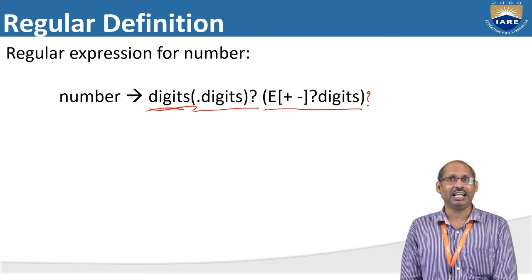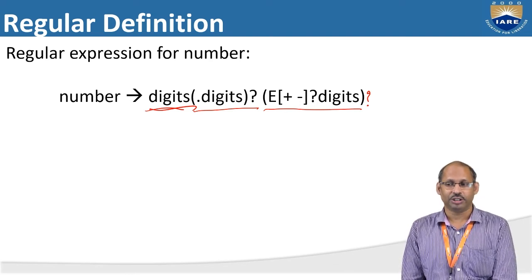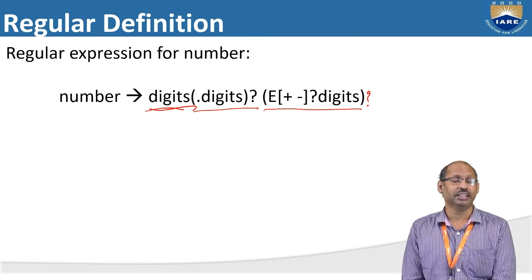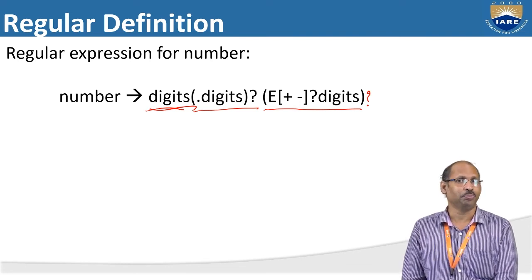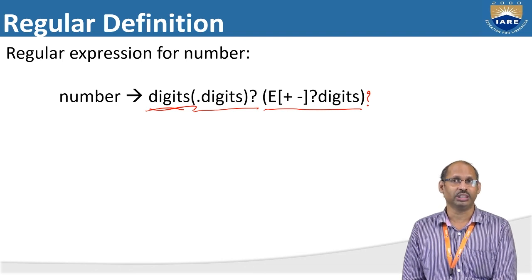In the next class, we'll discuss how to represent regular expressions for the tokens of a programming language. We know that tokens might be identifiers, numbers, keywords, or operators. So we'll discuss how to write a regular expression for the different tokens of the programming language. So for this section, I am closing.